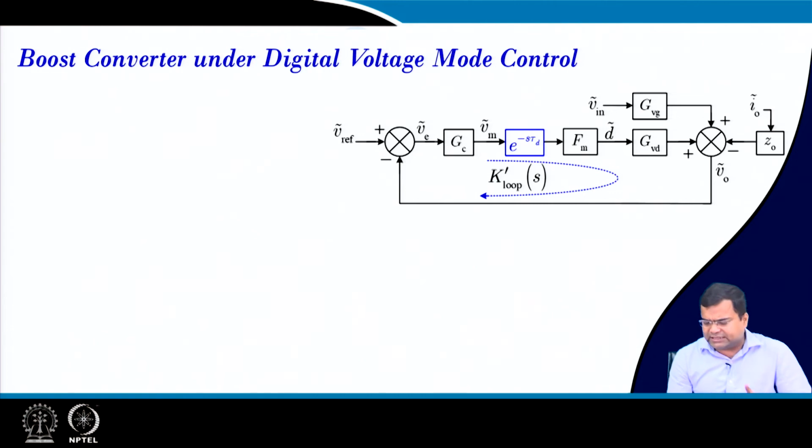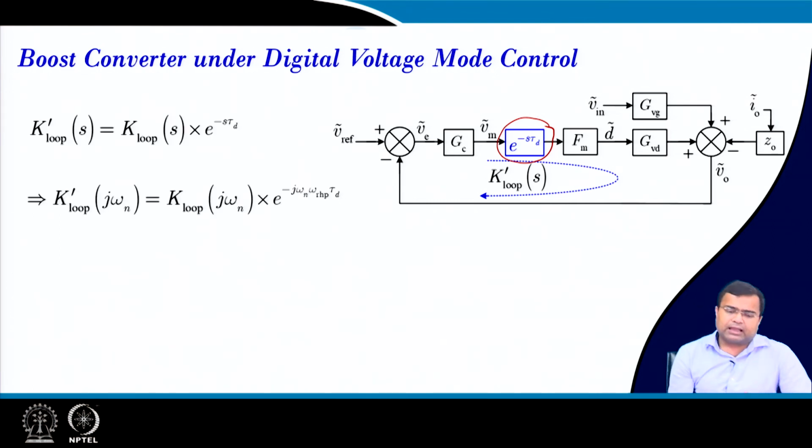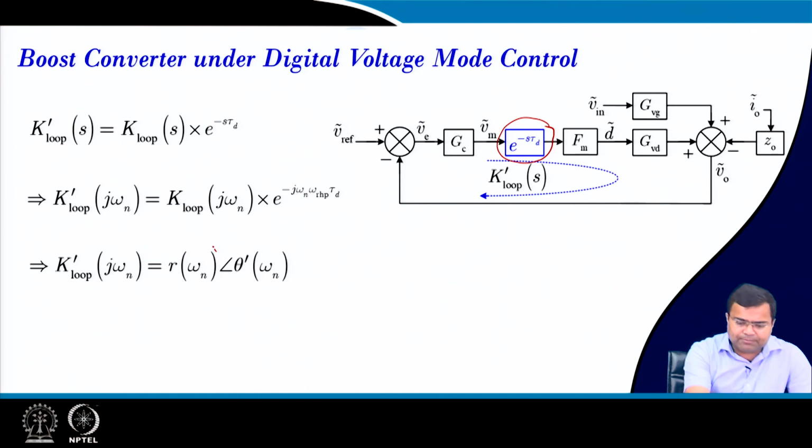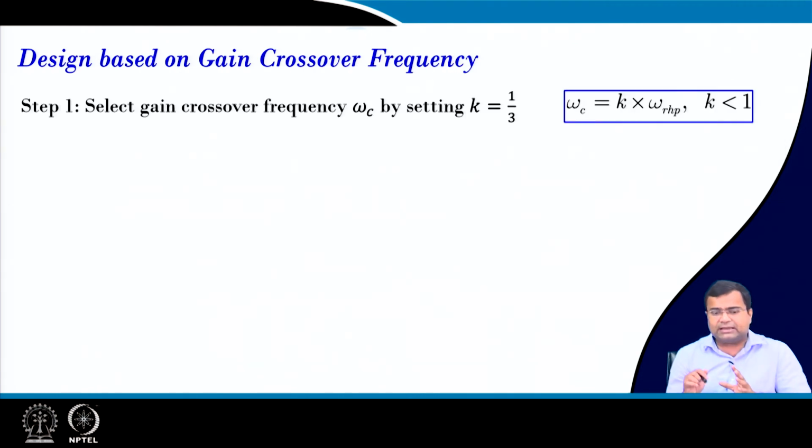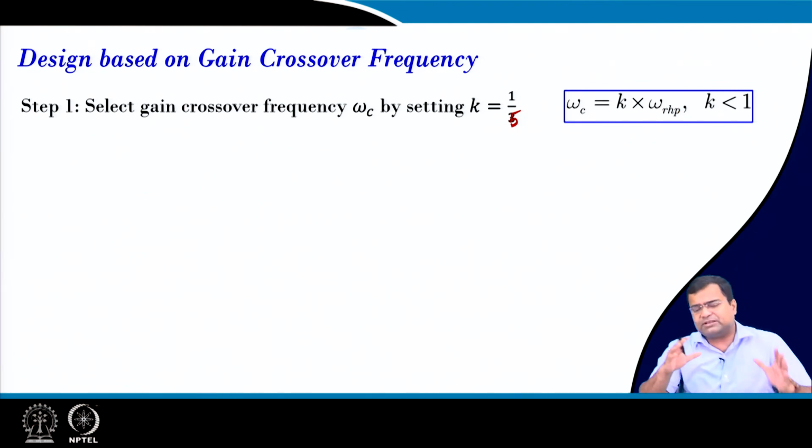Now if we take a digital voltage mode control, again we are incorporating just a delay, and we continue with the same continuous time small signal model. Again we can show that the gain plot will not be affected, but the phase will be affected because of this delay. Then if we want to design based on the gain crossover frequency criteria, we need to set the gain crossover frequency. Since it is a voltage mode control, it is better to use 1/5 of the RHP zero, it should be smaller, as we discussed in lecture 36 in our earlier NPTEL course.